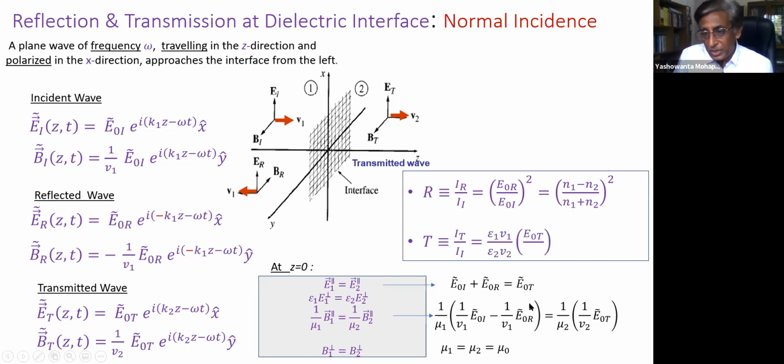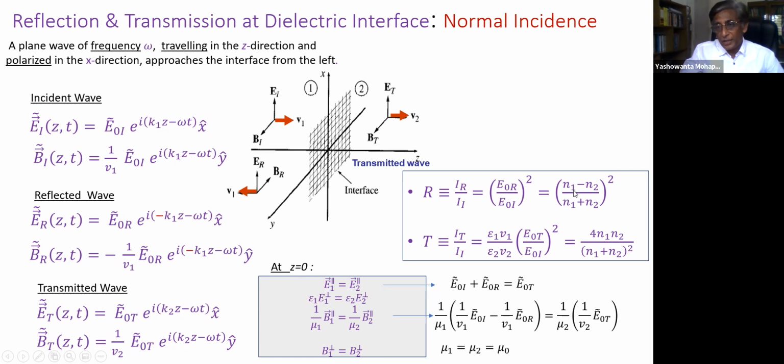We have gotten in terms of EOR, EOI, and EOT. Now I'm just taking the ratio of EOR and EOI and squaring it. Okay, and you can show that if N1 and N2 are the refractive index of medium 1 and medium 2, then the amount reflected at normal incidence is simply this ratio, N1 minus N2 divided by N1 plus N2, whole square.